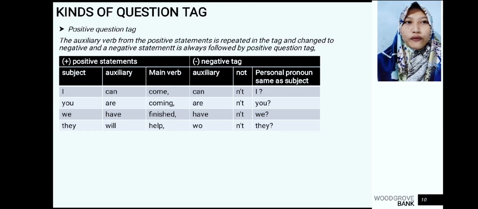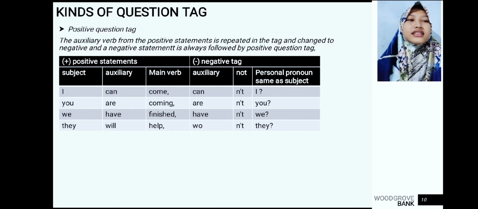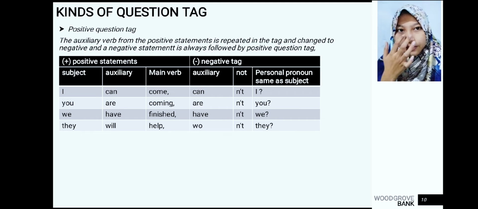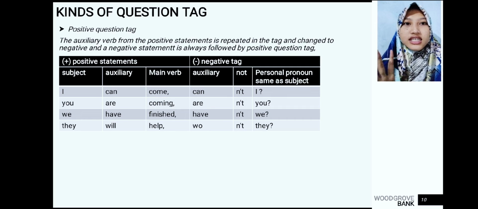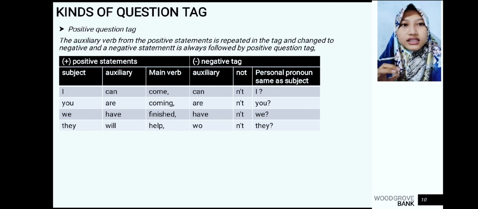Next are the kinds of question tags. The first is the negative question tag. The auxiliary verb from the positive statement is repeated in the tag and changed to negative, and a positive statement is always followed by a negative question tag. This is a positive statement with a negative tag. The example is "I can come, can't I?"